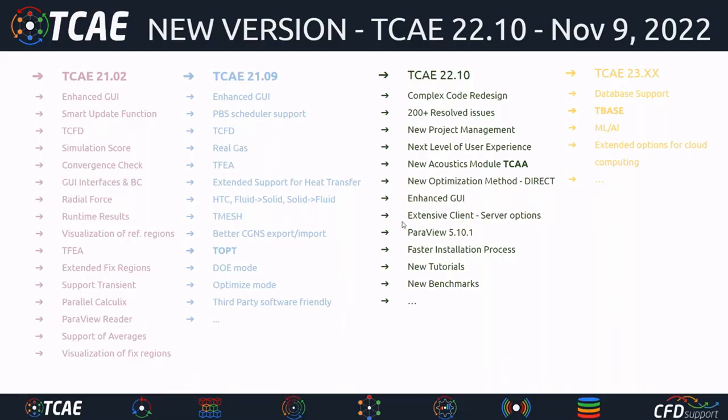Another news I wanted to show you is that there will definitely be a new version, which will be a really big thing. On November 9 this year, so in one month, we will release the new version of TCAE. It will be 22.10, and it will be a relatively big thing for us because we have undergone a complex code redesign, which was a nightmare for developers, but we finally made it. Besides the complex code redesign, it includes more than 200 resolved issues, like bugs and new features altogether.